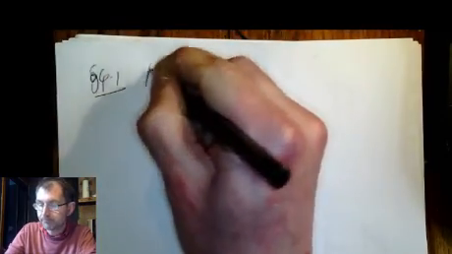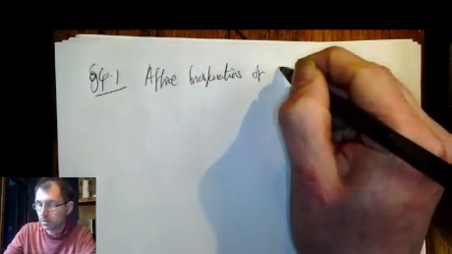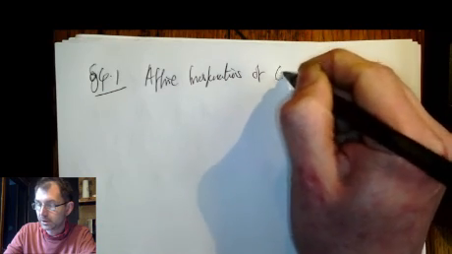Okay, let's apply what we've seen already about affine transformations to prove that all ellipses are essentially the same under affine transformations. So this is section 4.1, affine transformations of conic sections.